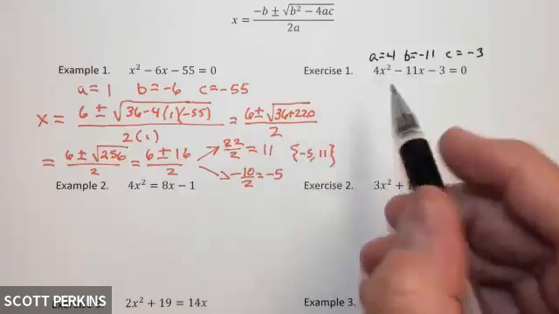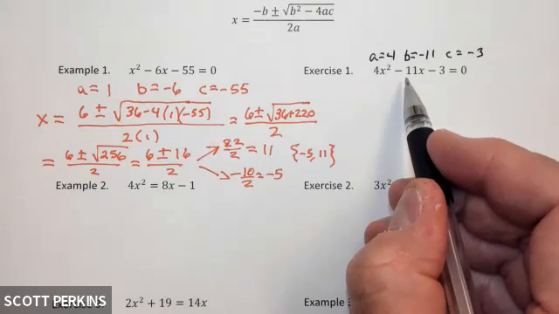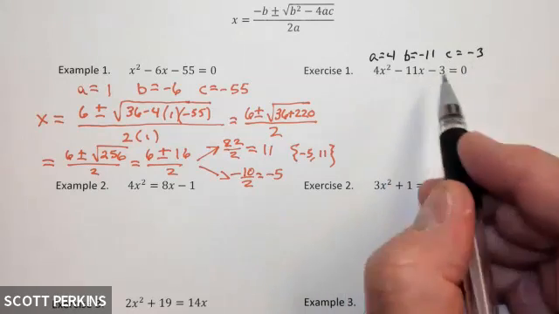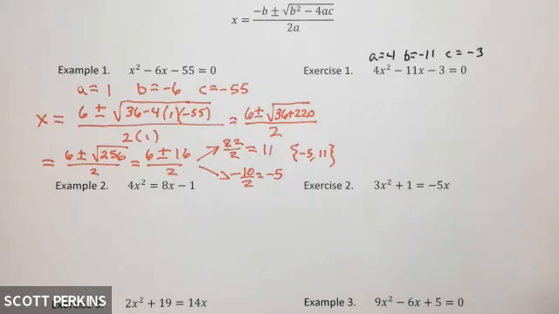So my values of A, B, and C. A is 4. It's always the number in front of the x squared. The B is negative 11. It's always the number in front of the x. C is negative 3. Those signs are important. Okay, so if there's a minus there, bring it as a negative. Okay, you have to have that.